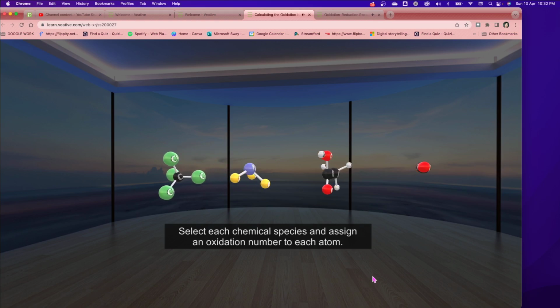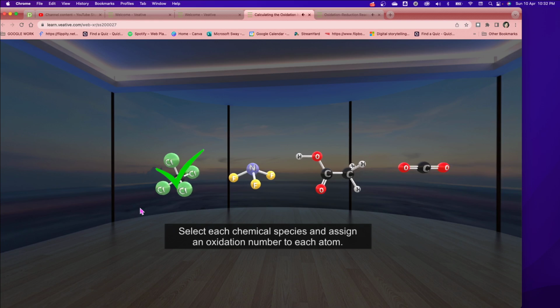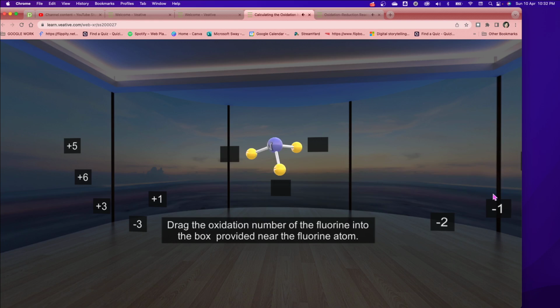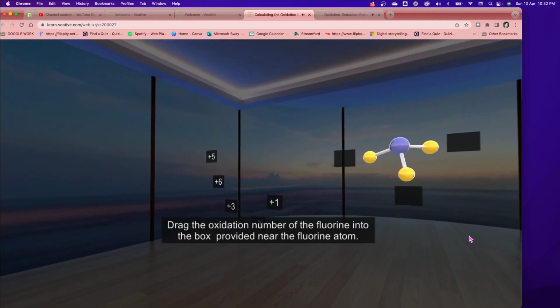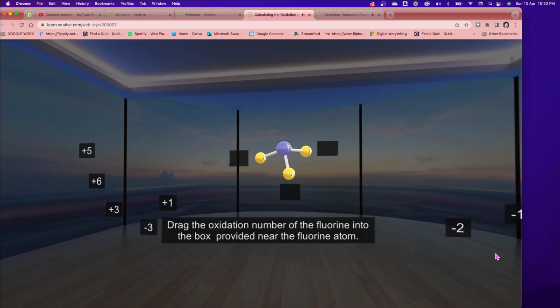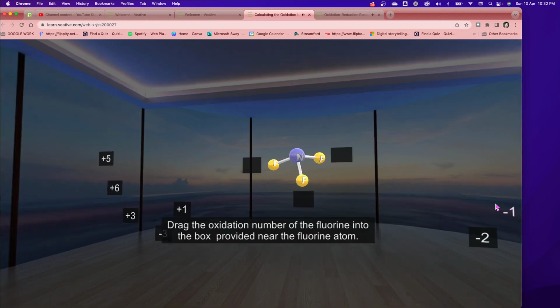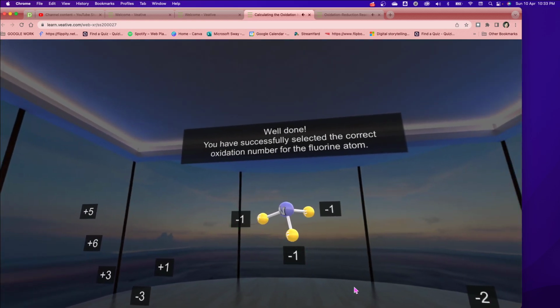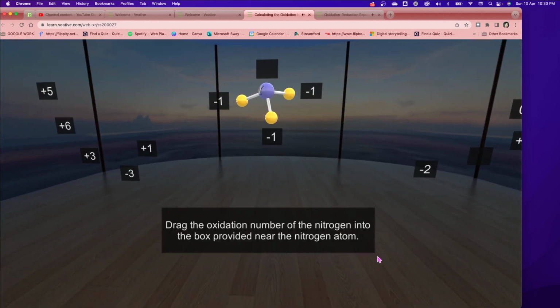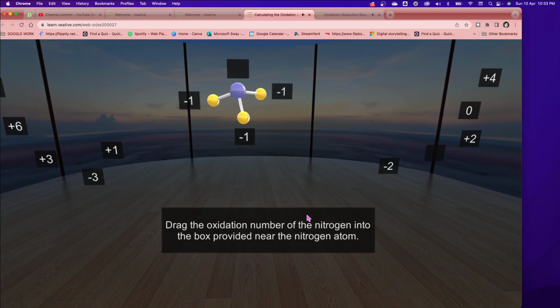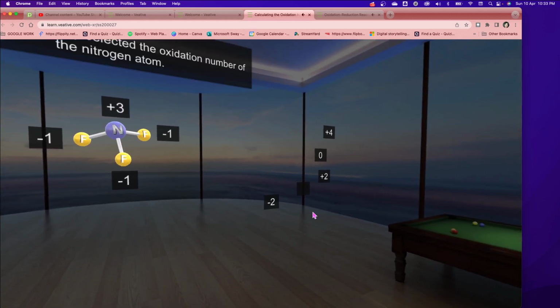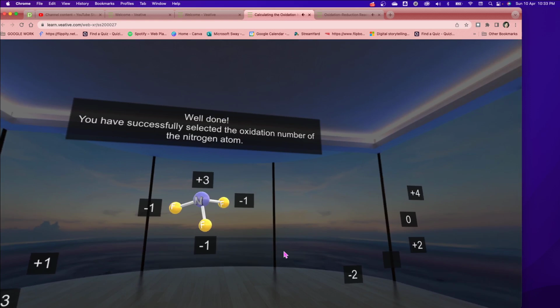Select each chemical species and assign an oxidation number to each atom. Drag the oxidation number of the fluorine into the box provided near the fluorine atom. Well done! You have successfully selected the correct oxidation number for the fluorine atom. Drag the oxidation number of the nitrogen into the box provided near the nitrogen atom. Well done! You have successfully selected the oxidation number of the nitrogen atom.